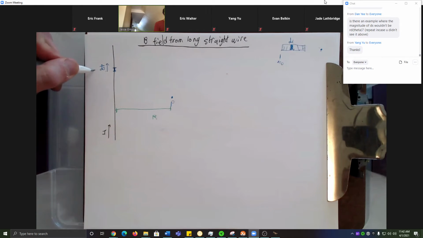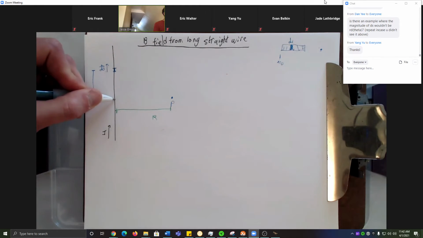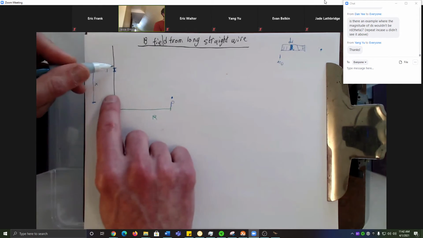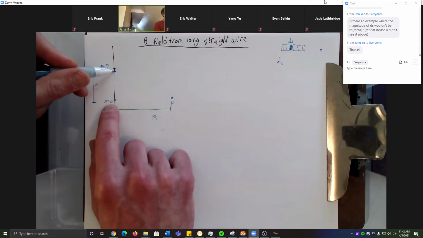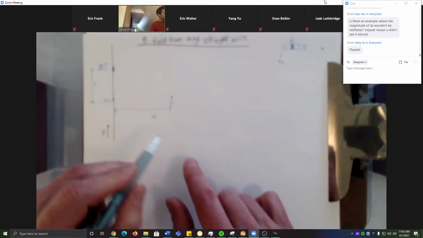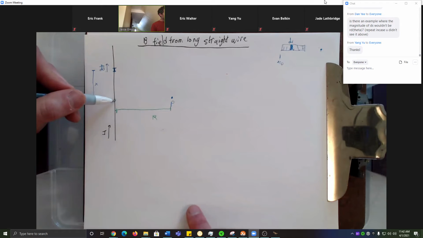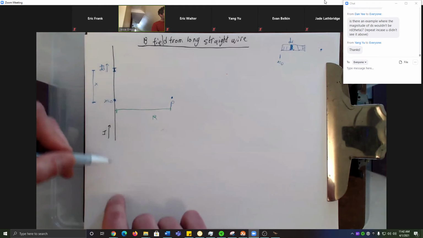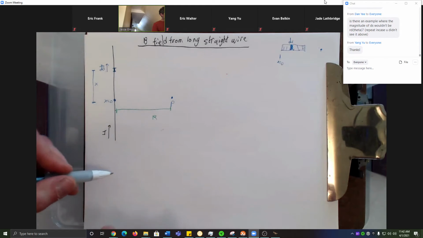And we'll call this the origin. This will be x equals 0. And so this element is a distance x up from the origin. And I want to know the B field here from just that element. And then I'll integrate over elements from x equals 0 to infinity, and then maybe double it or cancel it out from the other half of the wire.